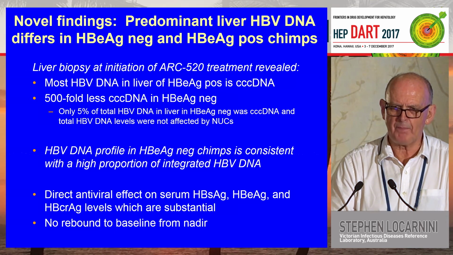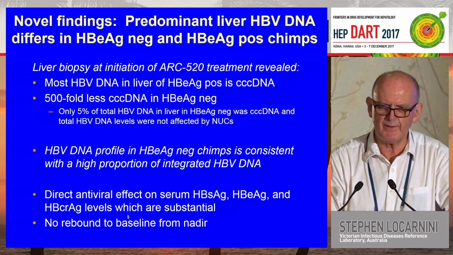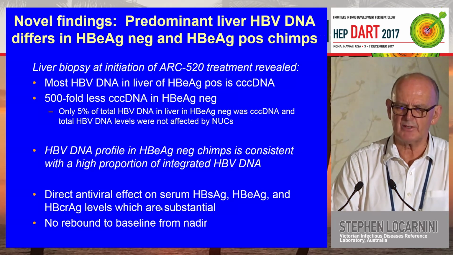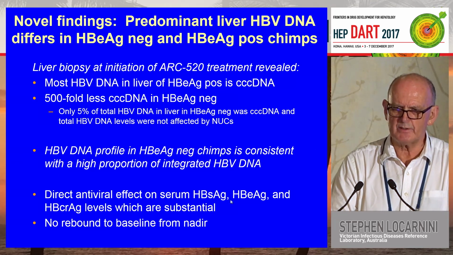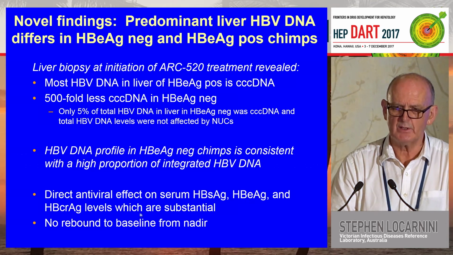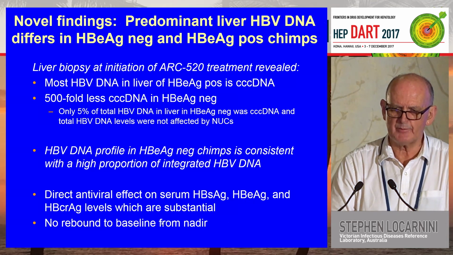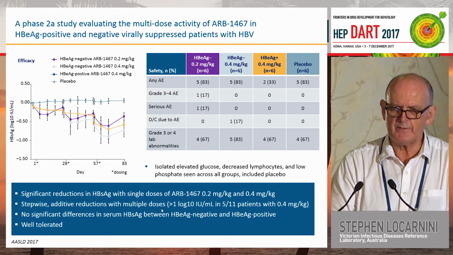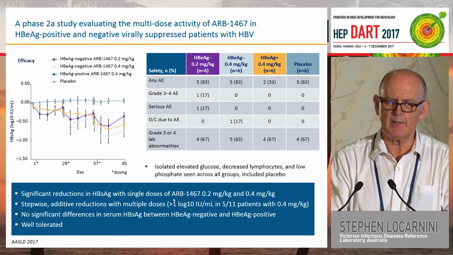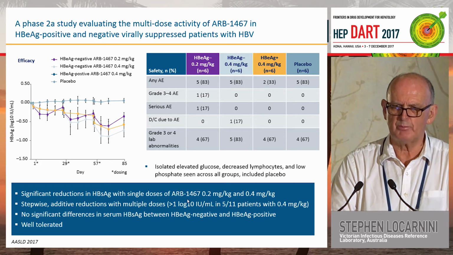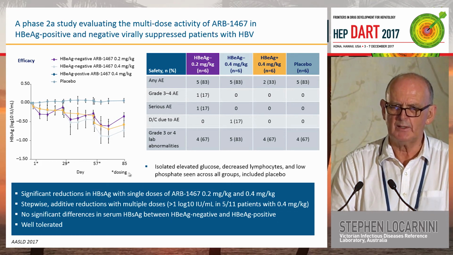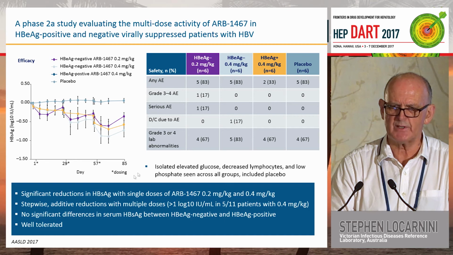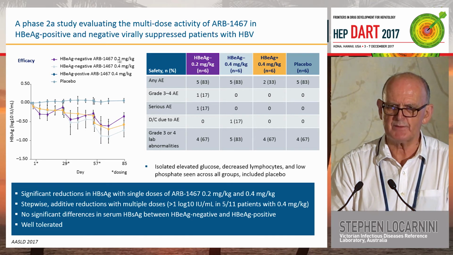In terms of therapeutic approaches, the direct antiviral effect on serum surface antigen and e-antigen in those positive patients, as well as core-related antigen, was quite significant, and there was no rebound to baseline from NADA, which was quite interesting. The successful attempts by Arrowhead to show proof of concept have been confirmed by Arbutus, and this data was presented last month at the AASLD in their phase 2A study looking at their ARB-1467.